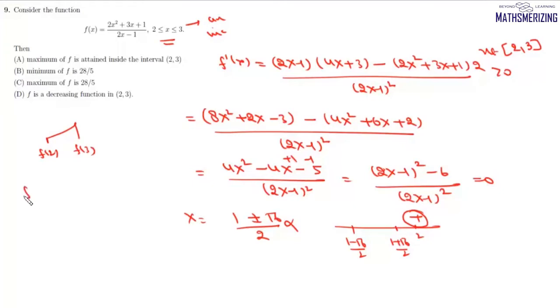So if we find f(2), f(2) will be 8 plus 6 plus 1 upon 4 minus 1, which is 3. So it will be 9 plus 6, 15. 15 by 3 is 5. And its maximum value will occur at x equals 3 and it will be 9 into 2, 18. 18 plus 9, 27. 27 plus 1, 28. 28 upon 5. So the maximum value of this function f is 28 by 5 and that's your option C.